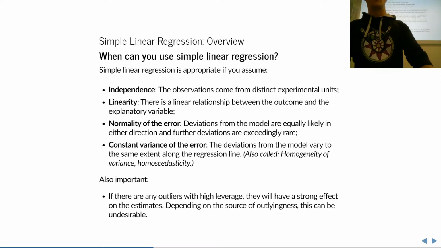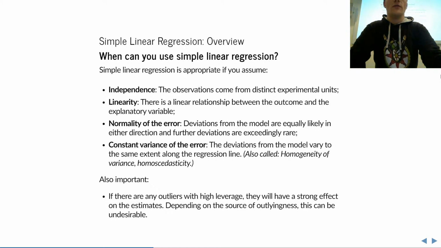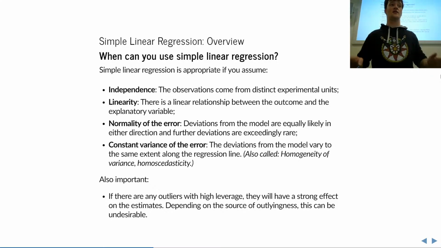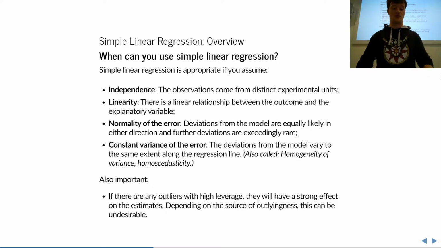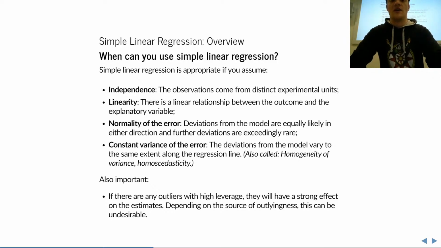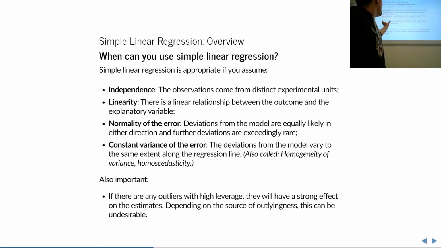So independence just means that you have true replicates, that all your observations come from distinct experimental units. So if you have 10 individuals, that's independent. But if I have 10 measurements from one plant, for example, this is just one plant. It's not an experimental unit, those measurements, so that is dependent. For linear regression, it has to be independent.